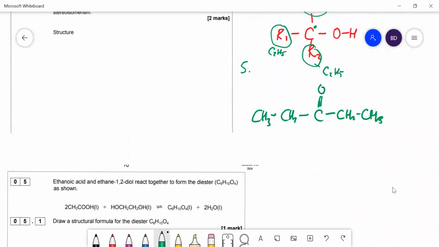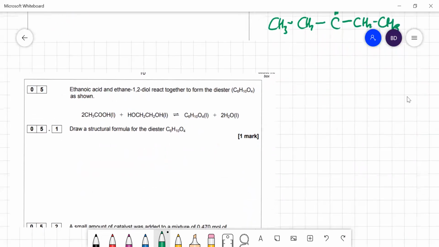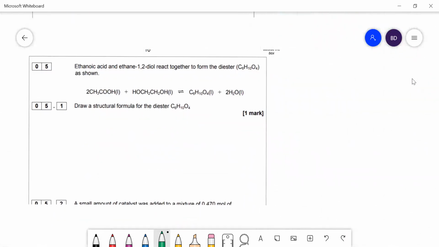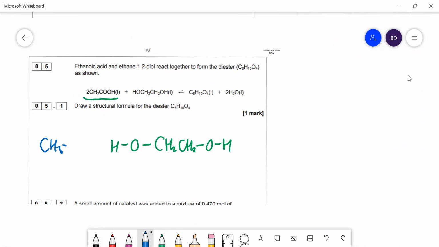Okay, so here is a question now about polymers. Well, not quite polymers, it's just esters though. Ethanoic acid and ethane 1,2-diol react to form the diester. If you draw a structure of the diester, what's going to happen is you're going to have C2, this is the ethane diol, and on each end you've got 2 molecules of ethanoic acid. Each end is going to react with an ethanoic acid molecule.